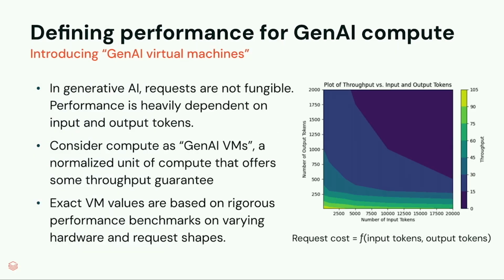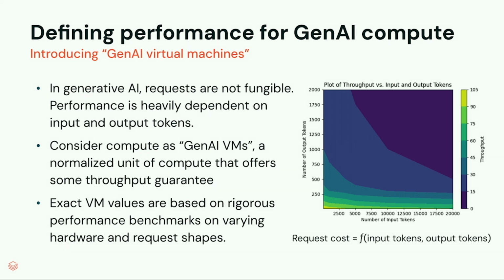So now, lastly, jumping onto the actual Gen AI compute, one of the key things that we have to note is that in the Gen AI world, requests are no longer fungible. That is, one request is going to cost maybe very different from the next request that comes in. And that's because output tokens are actually going to be a lot more expensive than input tokens. So this graph here on the right plots the number of input tokens, output tokens, and then the overall throughput that you're getting. You can see at a glance here that output tokens are going to be much more expensive.